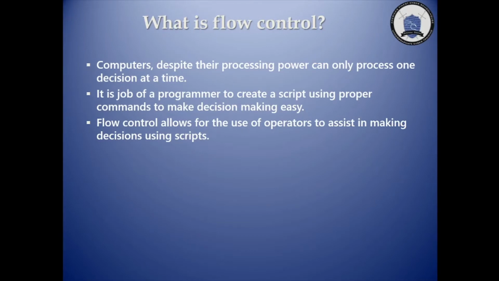All right, so first up is what is flow control. So a computer, despite how much processing power it can have, is going to only process one thing at a time. It may do it very quickly, but it is going to do things one by one. So it is the job of the programmer to create a script using proper commands to make decision making easier. So flow control will allow for the use of operators to assist in making decisions using scripting. So whatever you want to be run first, you have to tell that computer to run it first, basically.